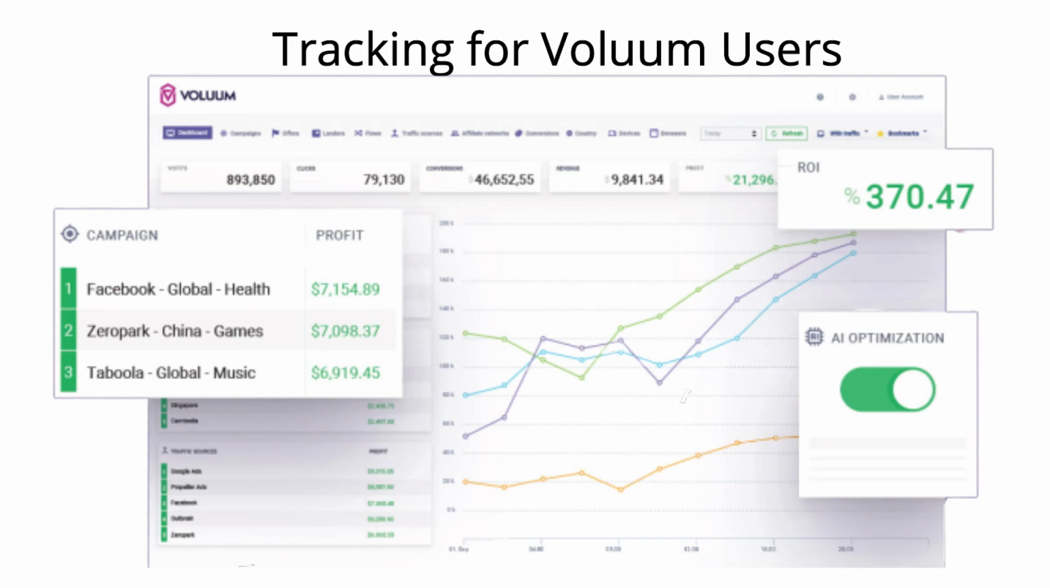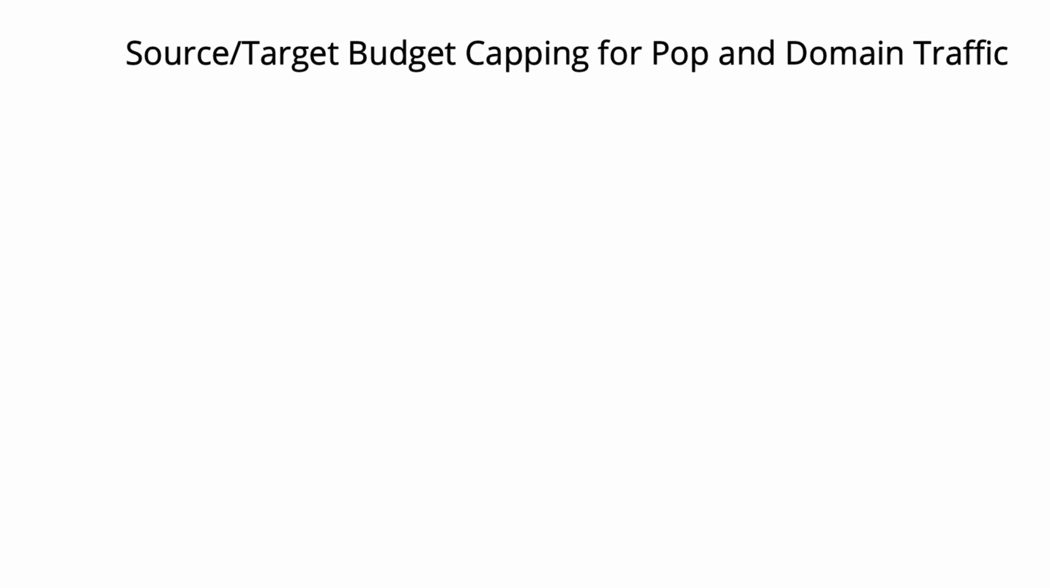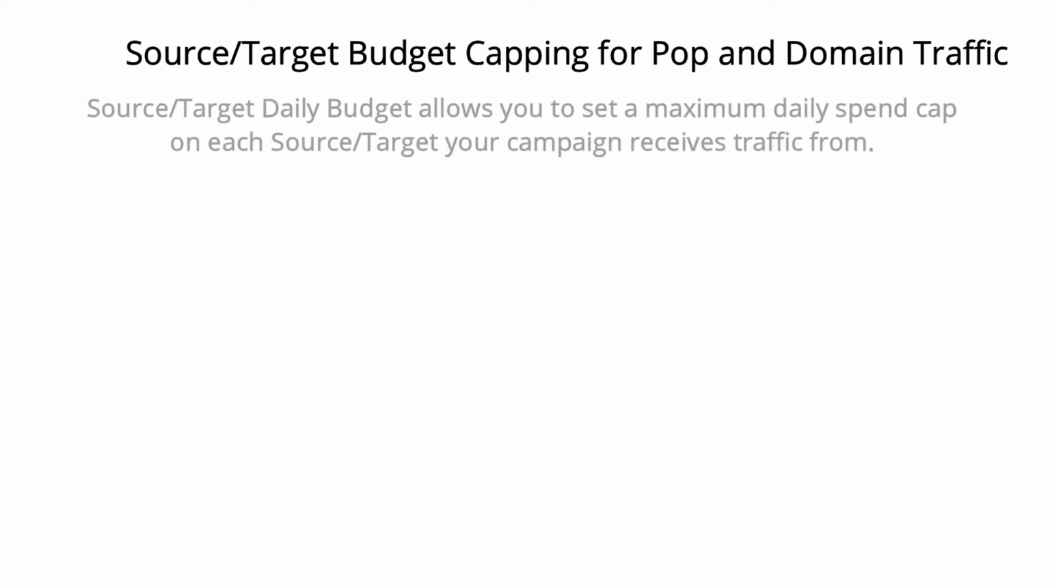So this feature allows you to set daily caps for spends on different types of campaigns, and there are some small differences in the way a feature like this works in different campaign types. All right, so your source or target budget capping for pop and domain traffic. Your source target daily budget allows you to set a maximum daily spend cap on each source or target your campaign receives traffic from.